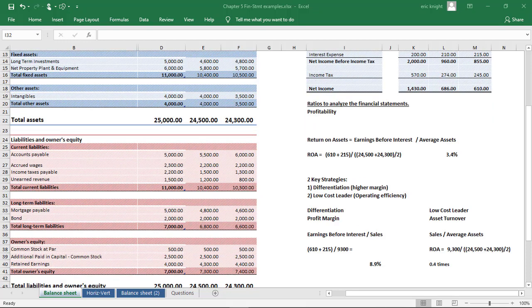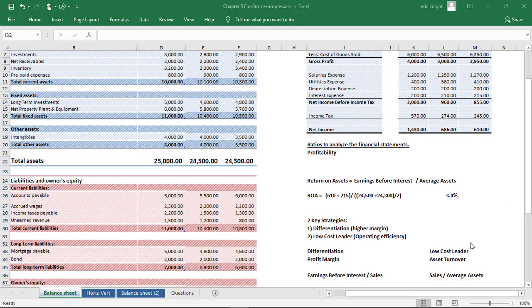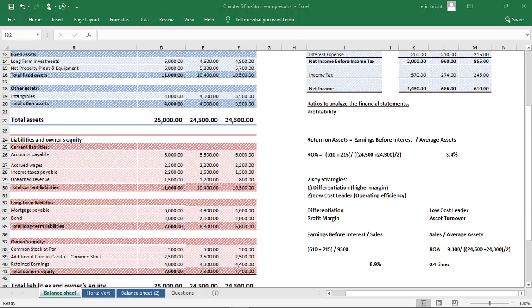For differentiation, we'll use the profit margin. Now, the profit margin is taking the profit compared to the sales, right? So for every dollar in sales you have, how much of that do you get to keep? So if we look at our income statement, we have the profit of 610 compared to the sales of 9,300, and we can see that we get to keep 8.9%. So a higher profit margin is usually an indication that management is at least attempting to go for differentiation.